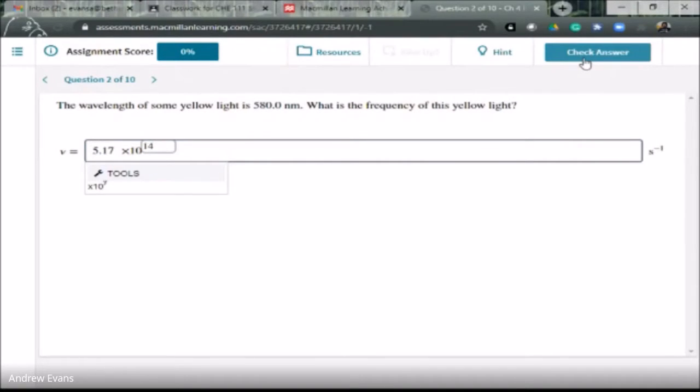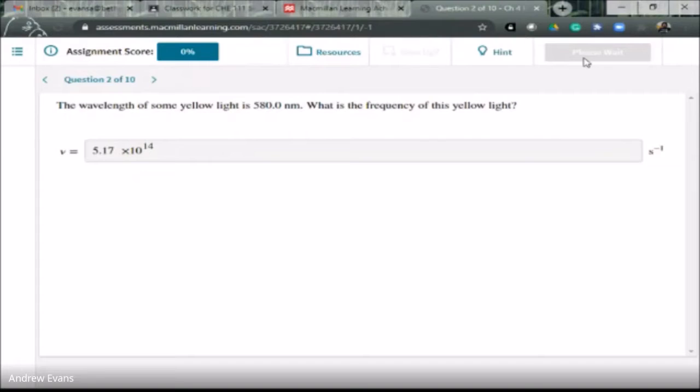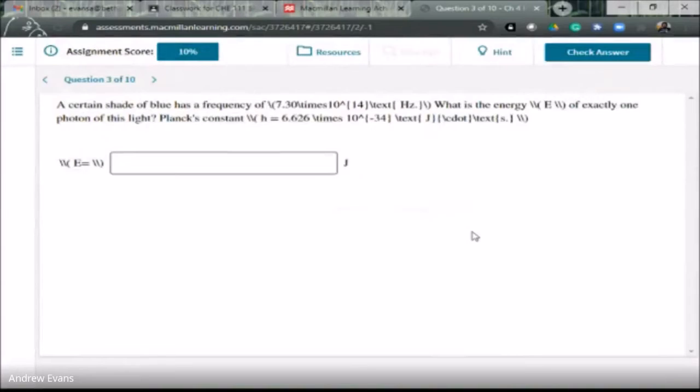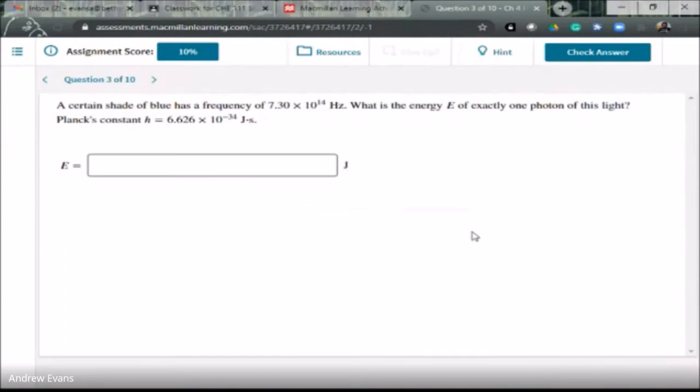Now, as I said, you may have a slightly different number. You may have a slightly different frequency to deal with. However, same general idea. You're going to take the speed of light, which is constant, and divide it by your wavelength, and multiply by a number to turn the nanometers into meters or whatever, to convert from wavelength into frequency.